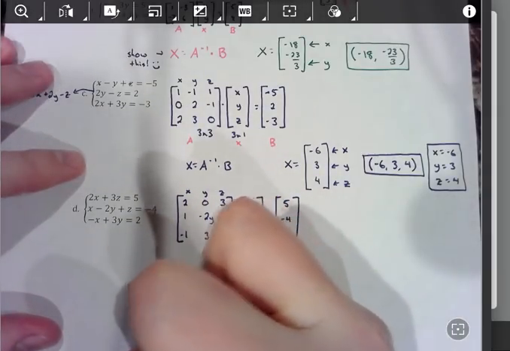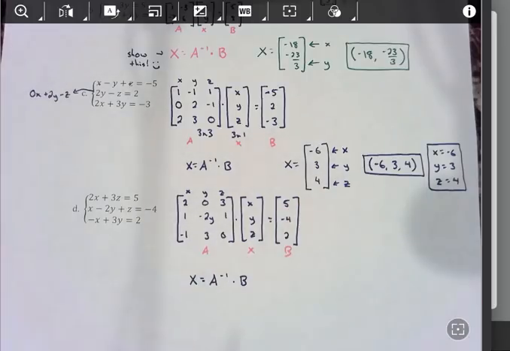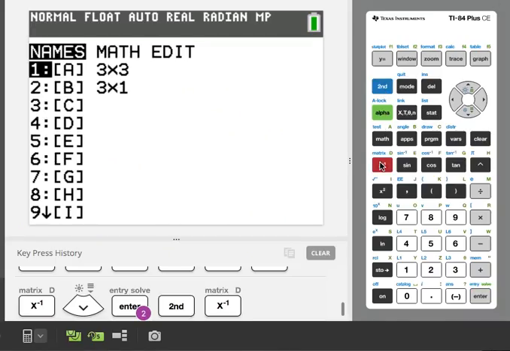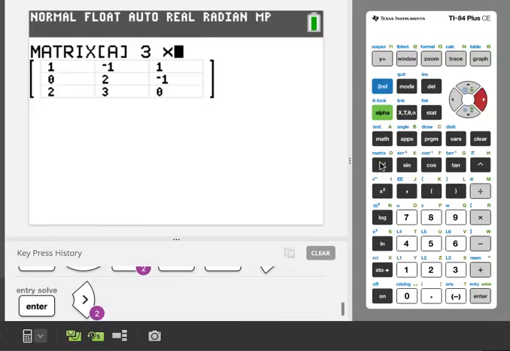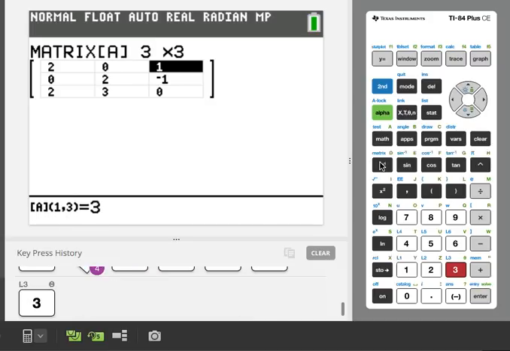And then I know that my work is that X is equal to A inverse times B. Ta-da! All right, go into my calculator. Second matrix, edit. It's a 3 by 3, so we need 2, 0, 3.